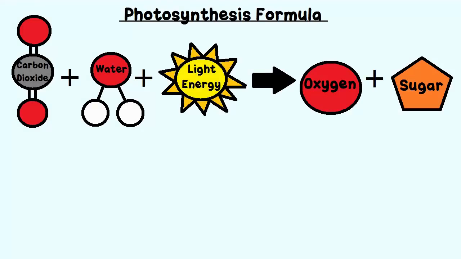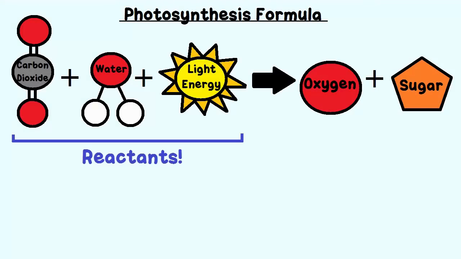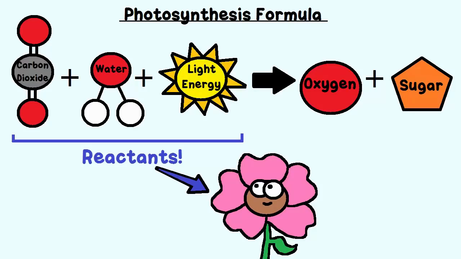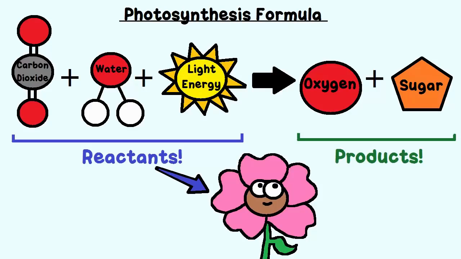Here is the formula for photosynthesis. On the left side of the formula, you will find the reactants. That means these are the inputs. The plant has to have these in order to do photosynthesis. On the right side of the formula, you will see the products. That means those are the items that are produced by the plant, the outputs.